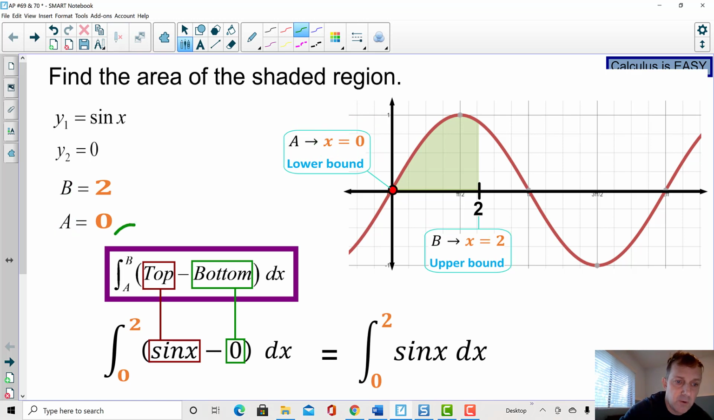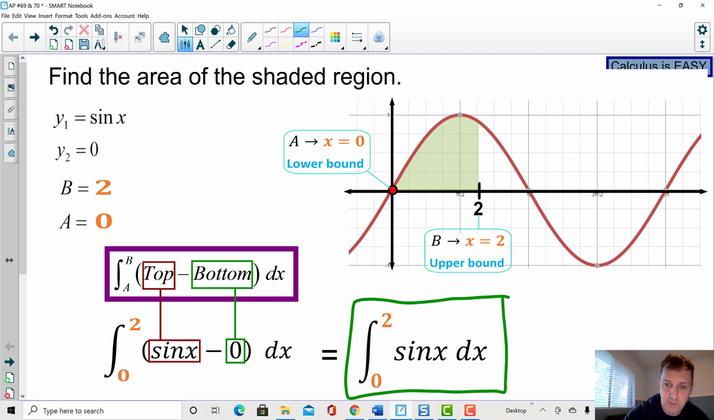So our integral is going to go from a to b, so that means we're going to go from 0 to 2. Here it shows that our top function is sine of x, and we put our minus, and then the bottom function is just y equals 0. And when you have minus 0, you don't need to put the minus 0, so you can just leave it as sine of x. Now, for most of the examples in this chapter, we're just going to plug it into our graphing calculator and get an answer.